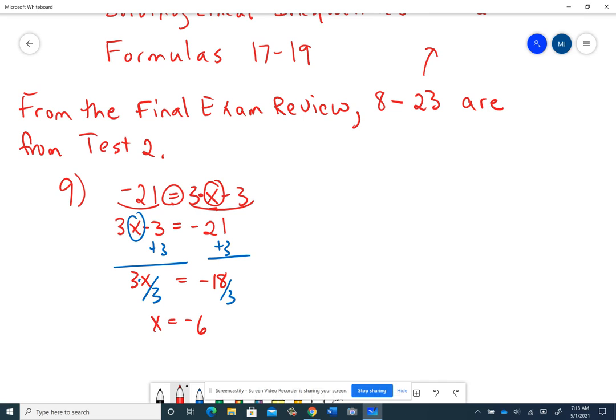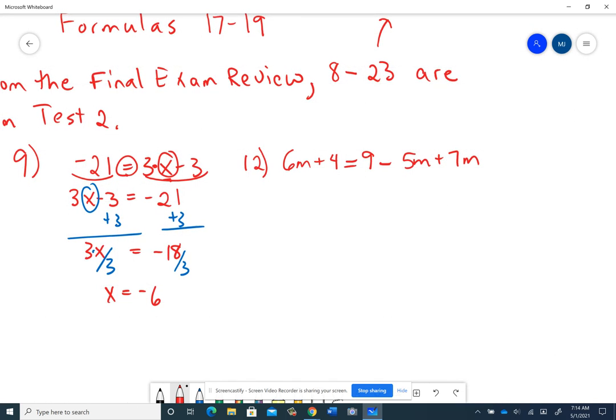All right, then I want to look at a question from that section where you have variables on both sides, multiple variables. So let's look at number 12. On that one, we had 6m plus 4 equals 9 minus 5m plus 7m. See how there's multiple terms with m's in it on that right-hand side?